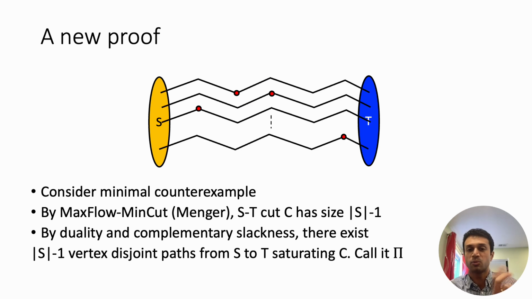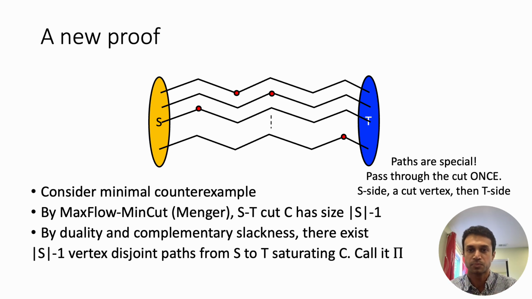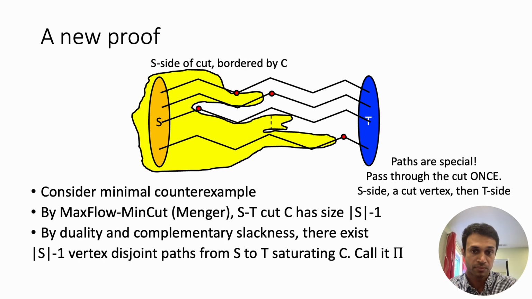It basically means that we can find the cardinality of S minus 1 paths, which are vertex disjoint, that go from S to T, such that each path contains exactly one cut element. So you see those red vertices are the cut elements, and we have these paths. These paths are special. They pass through the cut exactly once. They start at the S side, they go through a cut vertex, then they go to the T side.